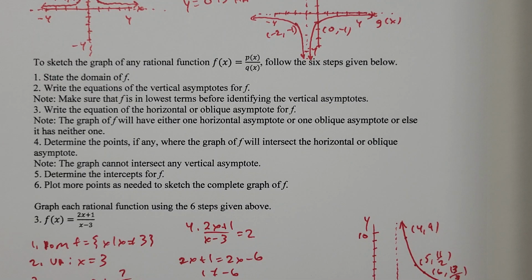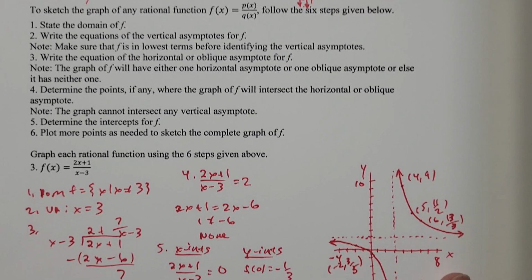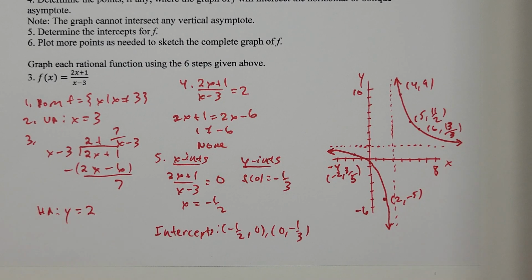I would also add to this, you can check your answers using a graphing calculator. If you plug the function into y1 and then hit graph, you should be able to get the graph of these functions that we're going to be drawing here. So let's take a look at problem 3. We want to graph each rational function using the 6 steps that are given above. And by the way, your book is doing the same thing here. It's giving you a list of steps that you're going to follow.